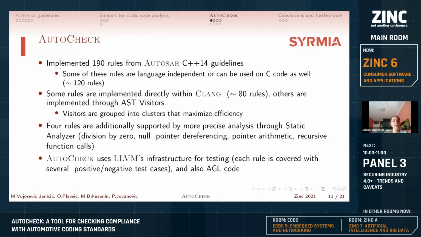On the next slide, something about the tool. We have implemented 190 rules from Autosar C++ guidelines, and some of these rules are language independent or can be used on C code as well.